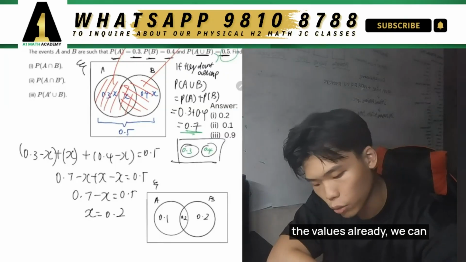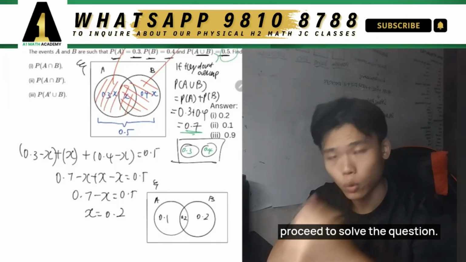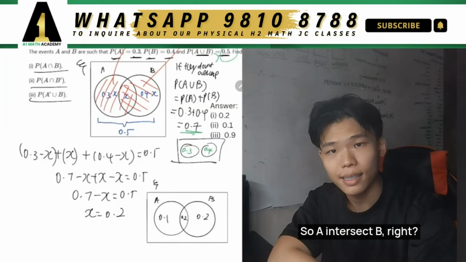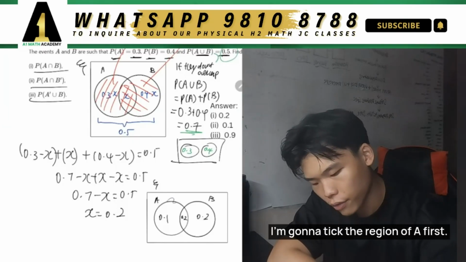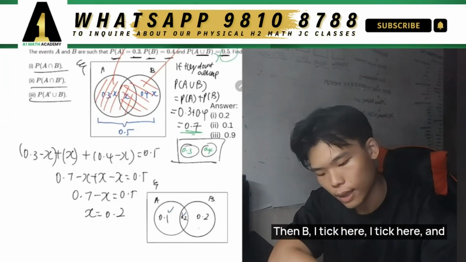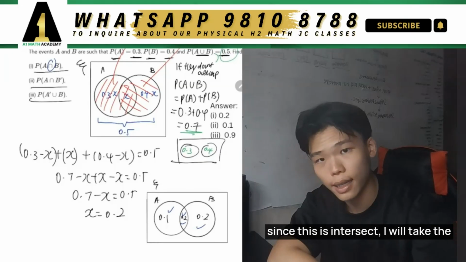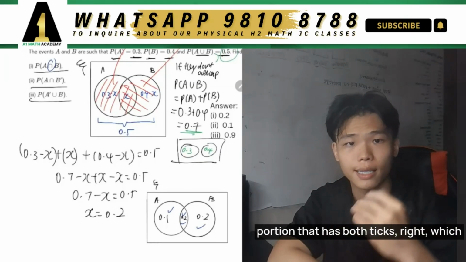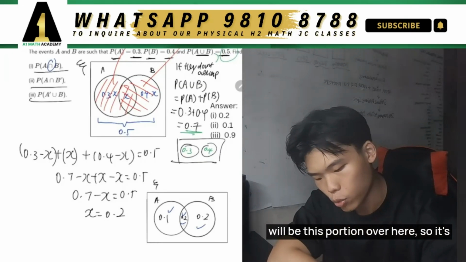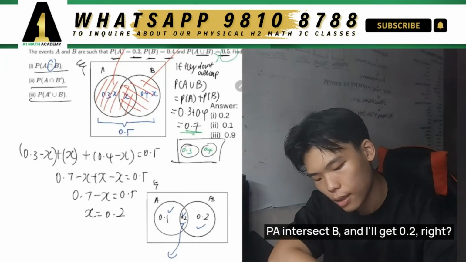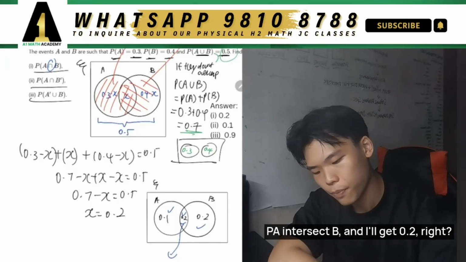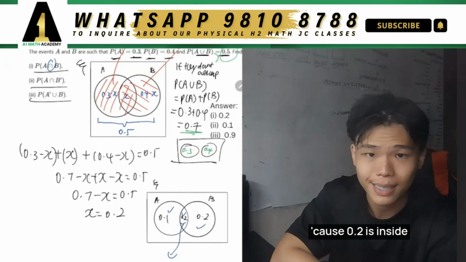Now with that said, we know the values already. We can proceed to solve the question. So A intersect B, right? I'm going to take the region of A first. So I take here, then B, I take here. And since this is intersect, I will take the portion that has both ticks, right? Which will be this portion over here. So P of A intersect B, and I'll get 0.2, right? Because 0.2 is inside that region over there.